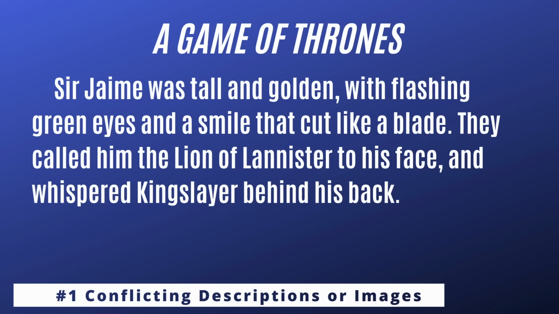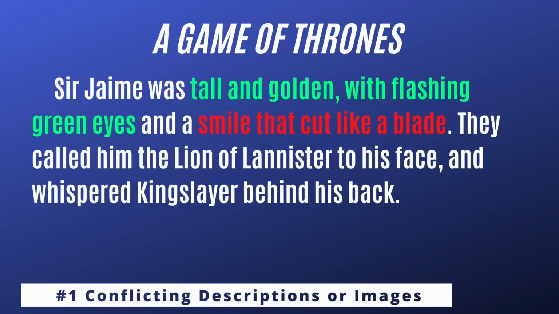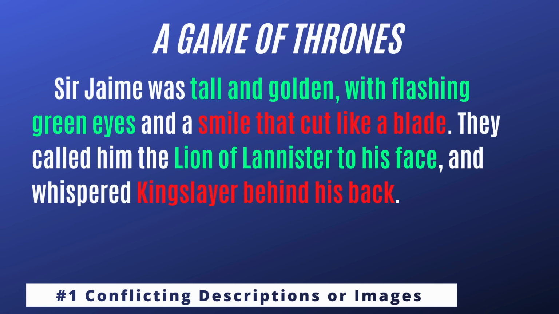Notice how each sentence is emotionally dynamic. First, Martin paints Jaime in a positive light by using positive attributes, such as tall, golden, and flashing green eyes. Then we get a negative edge with that smile that cuts like a blade. The second sentence pulls off the same thing. We have that positive and public side to Jaime, followed by his darker side that paints him as dangerous.